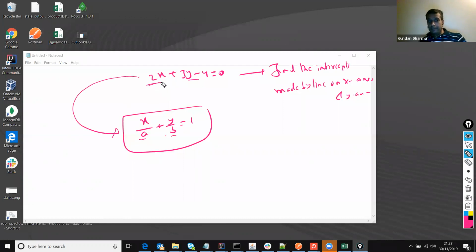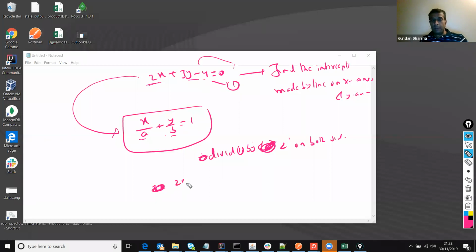Basically, I can divide both the sides by 2. So the coefficient of x will become 1. First of all, this minus 4 has to go on the right hand side. So this will become 2x by 2 plus 3y by 2, and this minus 4 will go on the right hand side. This will become 4 by 2. So 2 and 2 cancel. And this will become x plus 3y by 2 is equal to 2.